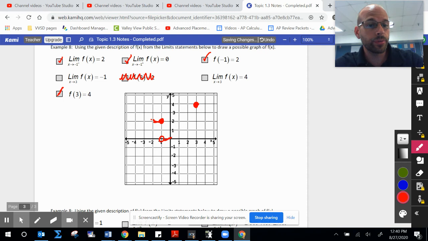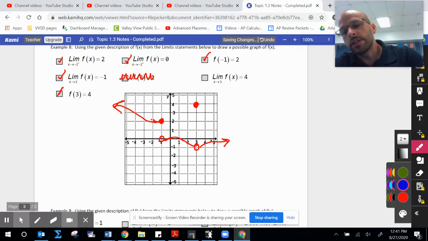Now, as I go to 3, this next limit statement is a 2-sided limit, which has to be at -1. Okay, so as I go to 3, I want to be at -1, which means I'm going to do something like that. And because it's a 2-sided limit, I want to keep going. And I get a graph that looks like this.